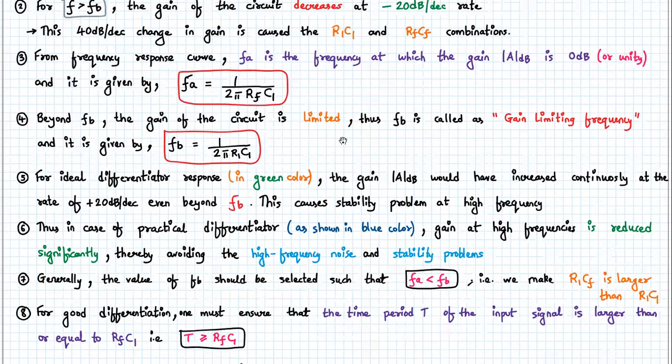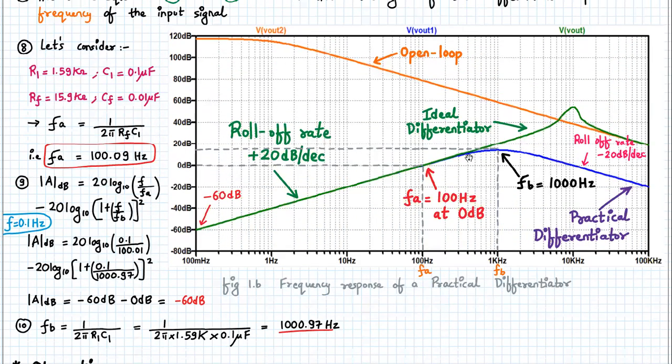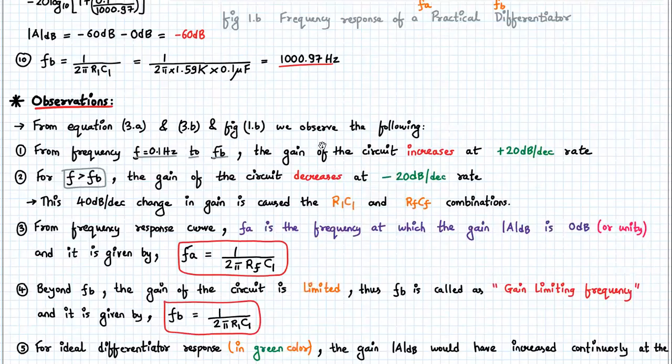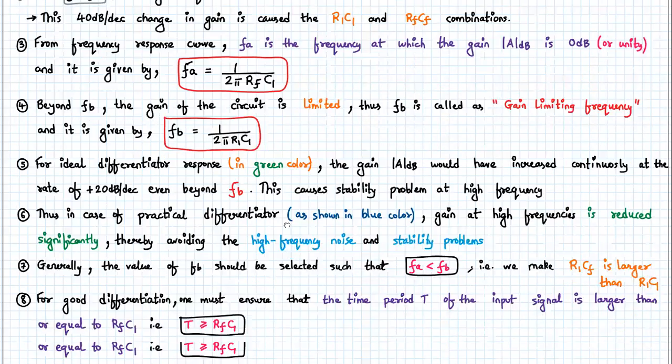Point number 6 says that in the case of a practical differentiator, marked in blue color, the gain at higher frequencies is reduced significantly, thereby avoiding the high frequency noise and stability problems. If you look at the practical differentiator, for higher frequencies the gain is reduced at the rate of minus 20 dB per decade. So all the stability problems at higher frequencies, which were evident in the ideal differentiator, are avoided here, and the high frequency noise is also reduced by this reduction in the gain. So these two problems are taken care of by the practical differentiator circuit.